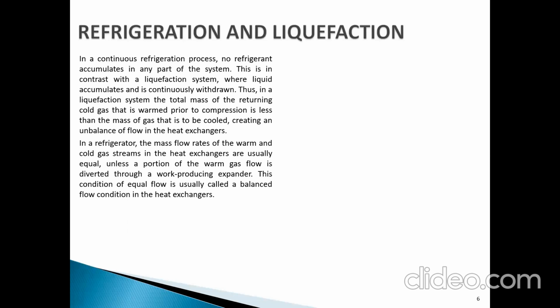In a refrigerator, the mass flow rates of the warm and cold gas streams in the heat exchangers are usually equal, unless a portion of the warm gas flow is diverted to a work-producing expander. This condition of equal flow is usually called the balanced flow condition in the heat exchanger. So we have no figure here because we also have no reference.